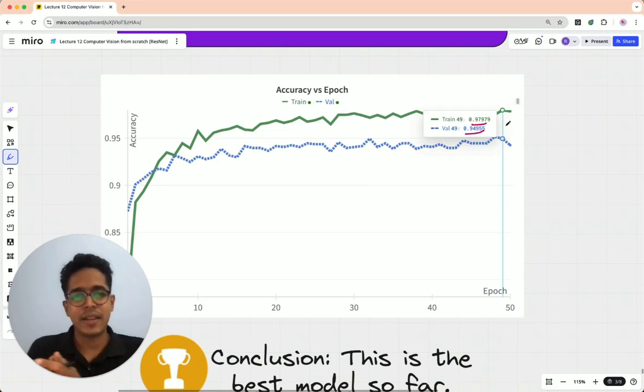So in SqueezeNet, in the last lecture, we obtained very good training and validation accuracy, around 90% for validation and around 95% for training. And now we have around 98% for training and 95% for validation. Absolutely amazing.